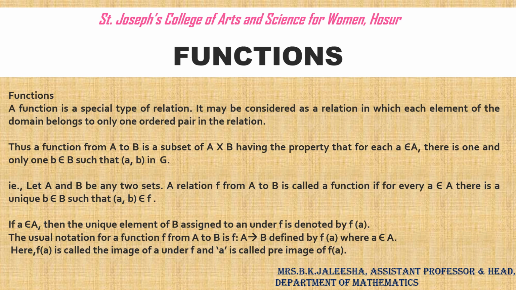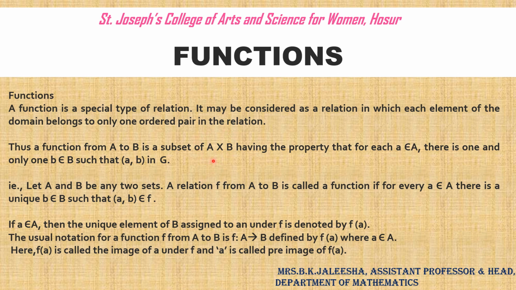It may be considered as a relation in which each element of the domain belongs to only one ordered pair in the relation. So every element will map to only one element in the relation. Thus, a function from A to B is a subset of A cross B. A cross B means if the relation exists between A and B, then the elements of those two can be expressed in the ordered pair.